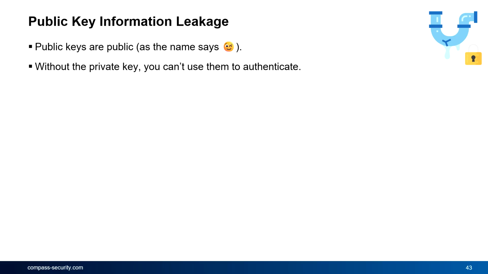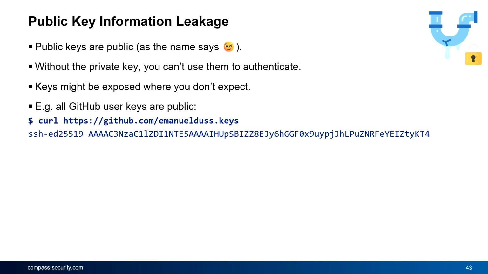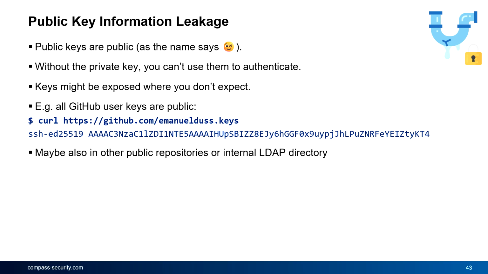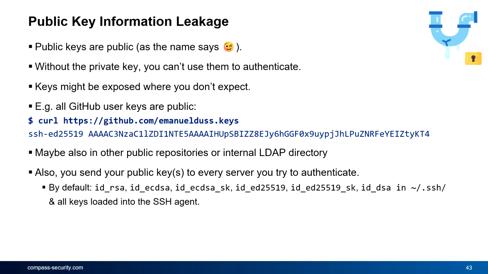But still, the public key can leak some information. The public keys might be exposed in places where you don't expect. For example, if you have a GitHub account and you configure an SSH key there, so you can push to your repositories, these keys are public. You can just append .keys after the username, and then you see the public keys of this GitHub user. Also, they may be available in other public repositories or in your internal LDAP directory.